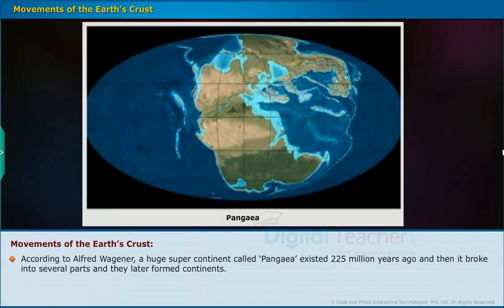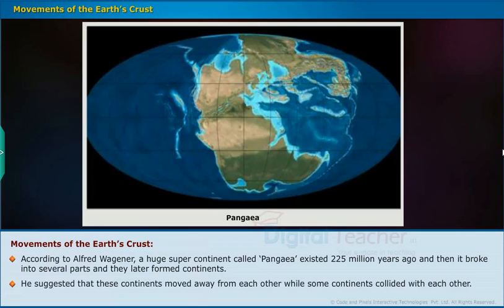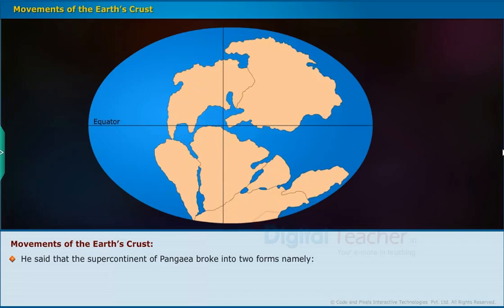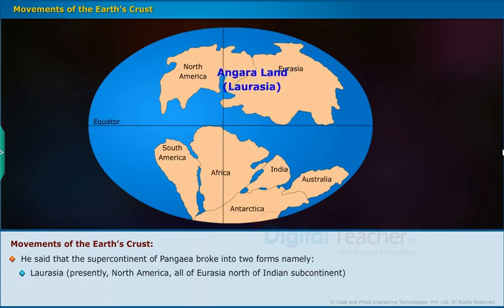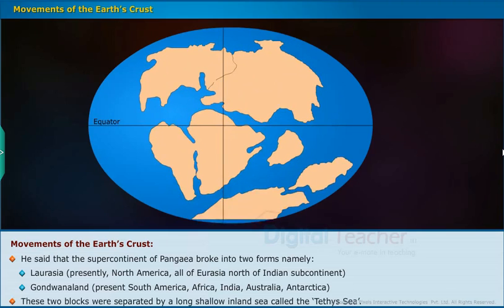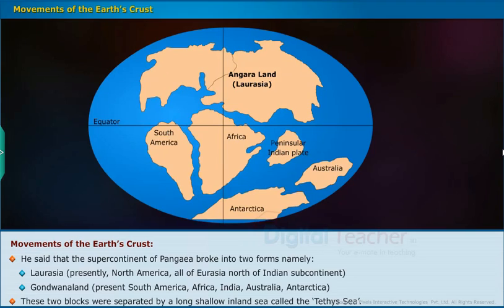According to Alfred Wegener, a huge supercontinent called Pangaea existed 225 million years ago, and then it broke into several parts and they later formed continents. He suggested that these continents moved away from each other while some continents collided with each other. He said that the supercontinent of Pangaea broke into two forms, namely Laurasia, presently North America, all of Eurasia, north of the Indian subcontinent, and Gondwanaland, present South America, Africa, India, Australia, Antarctica. These two blocks were separated by a long shallow inland sea called the Tethys Sea.